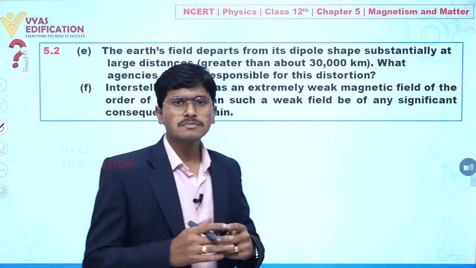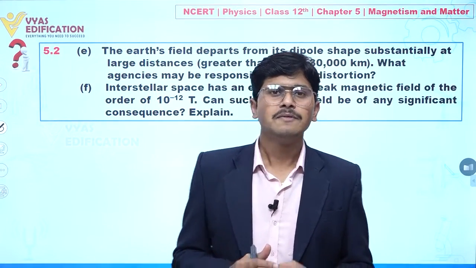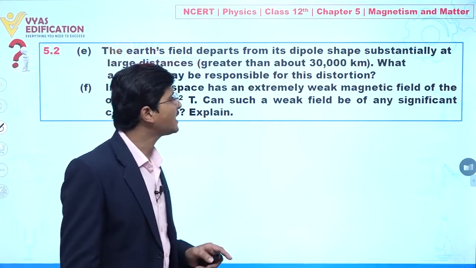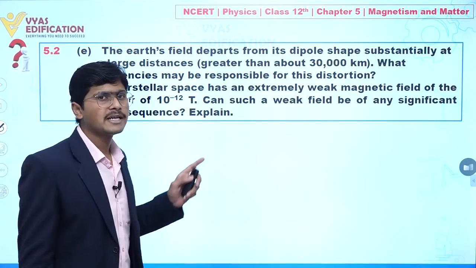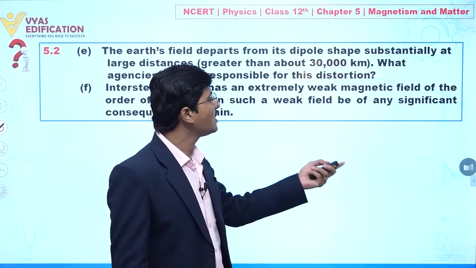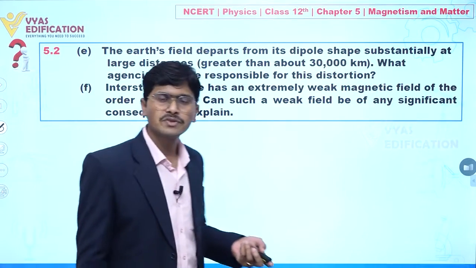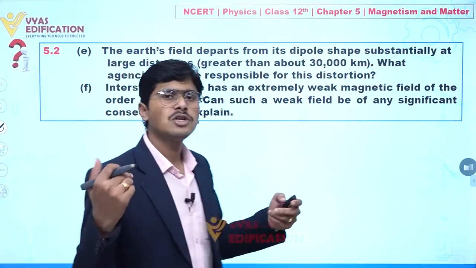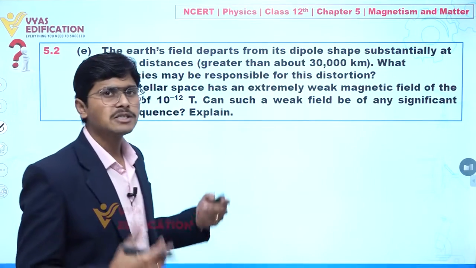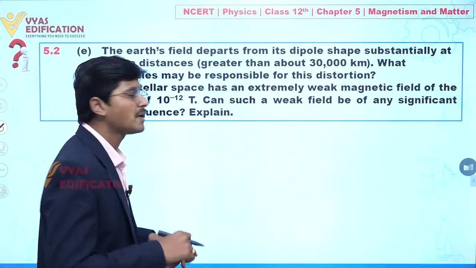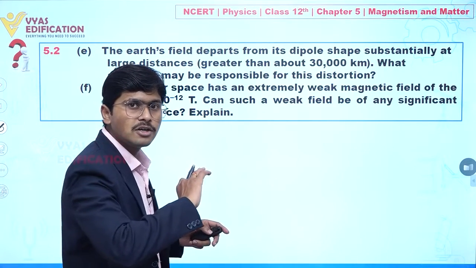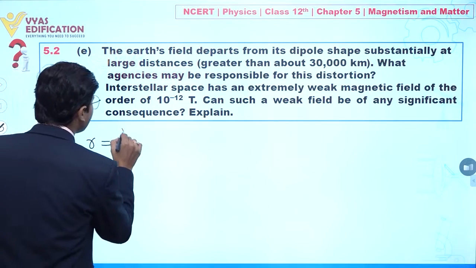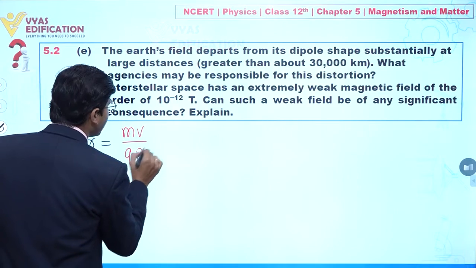Now if we are talking about part F, it is given that interstellar space has an extremely weak magnetic field of the order of 10 to the power minus 12 Tesla. Fine. Can such a weak field be of any significant consequence? So let's suppose we have a charged particle moving in a uniform magnetic field, perpendicular to the direction of motion. Clear? At that time the radius is given by mv divided by qB. Clear to you?